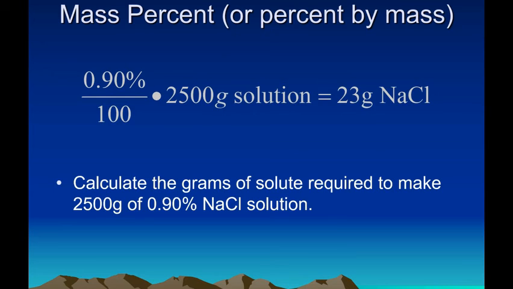So here we look at this and we have 0.90. We have to turn that into the decimal, so divided by 100, and then times the mass of the solution. And we have been told in our question, our solution is 2,500 grams. So then finding that, we calculate out to be 23 grams of sodium chloride are needed.